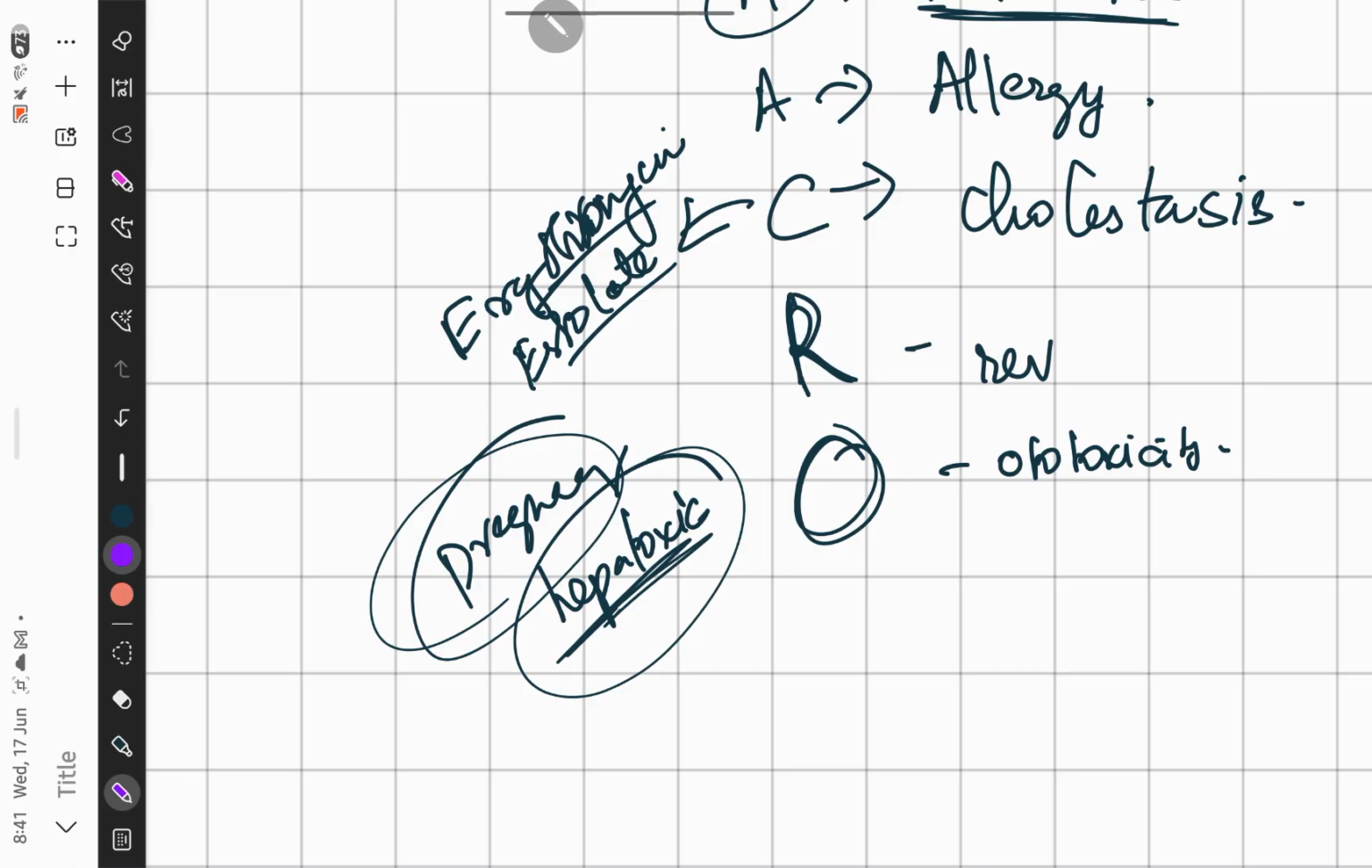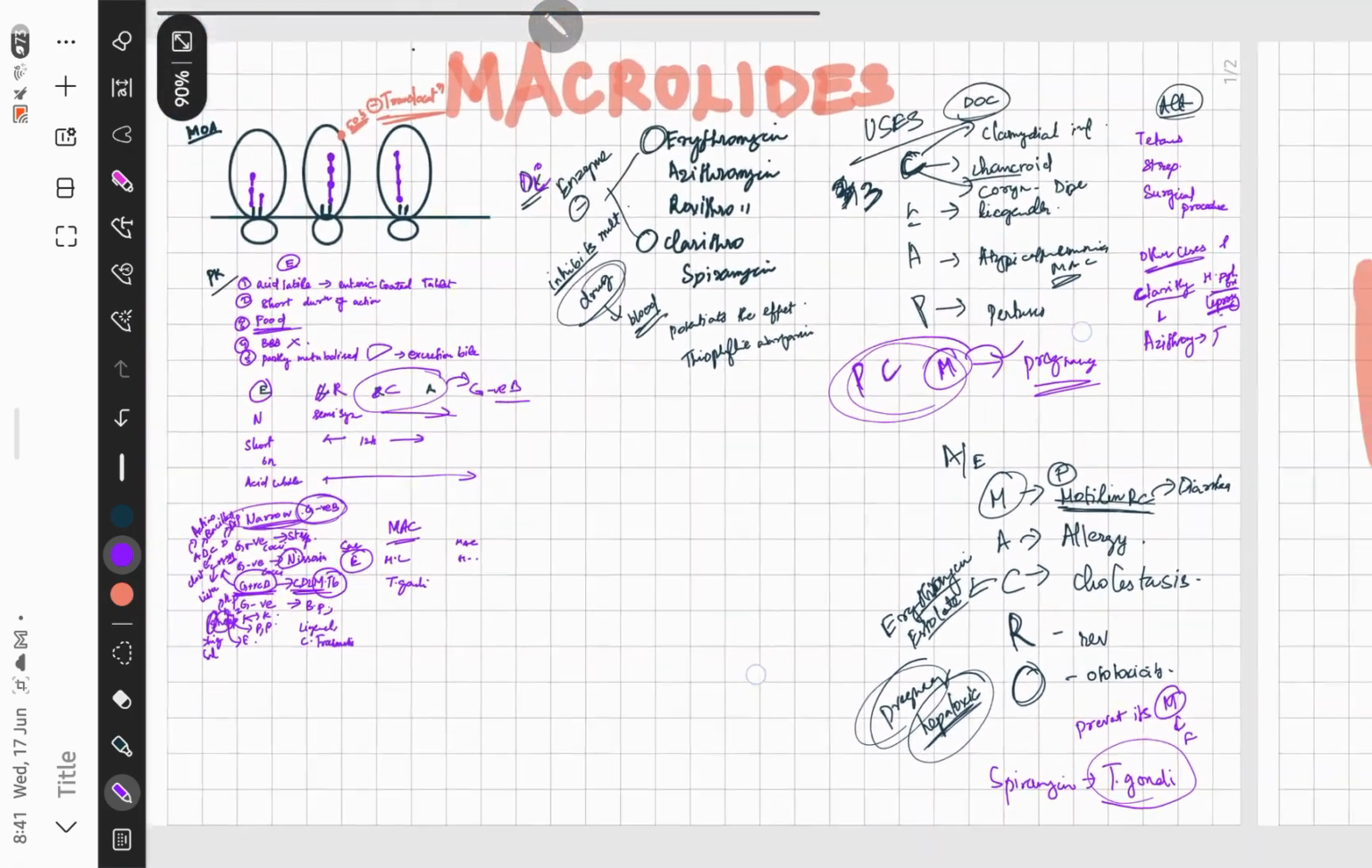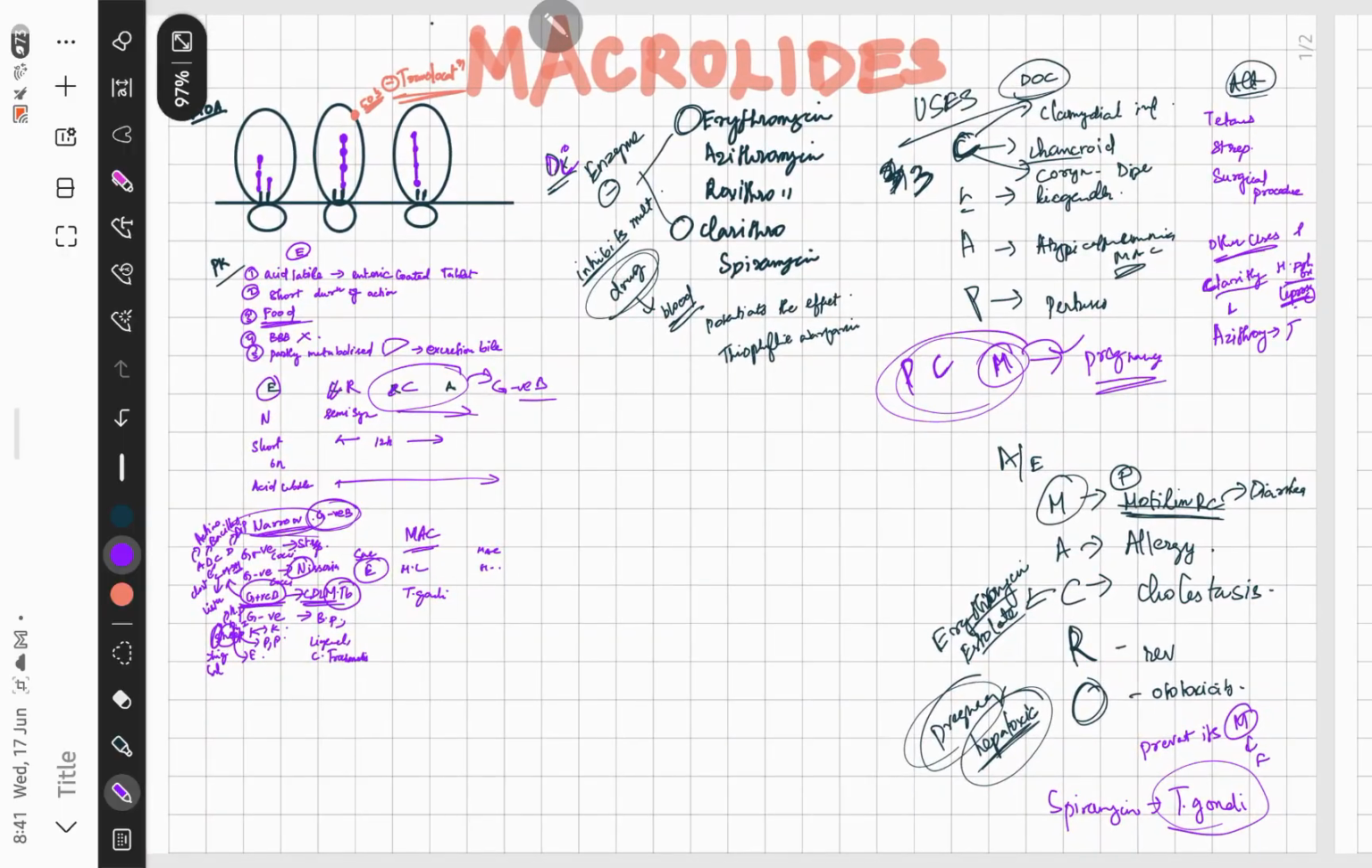I have talked about spiramycin, right? Spiramycin is usually given for Toxoplasma gondii infection, mainly to prevent its transmission from mother to fetus. So that's all. We have completed macrolides in one whole page, and sure shot you can get all 5 points if you write all this. Thank you.